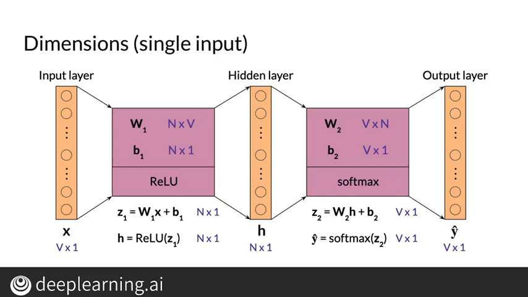When you multiply W2 by the vector for the hidden layer h and add the bias vector b2, you get a column vector with V rows. And again, no change when you pass it through softmax activation. So finally, you get the output column vector y hat with V rows.